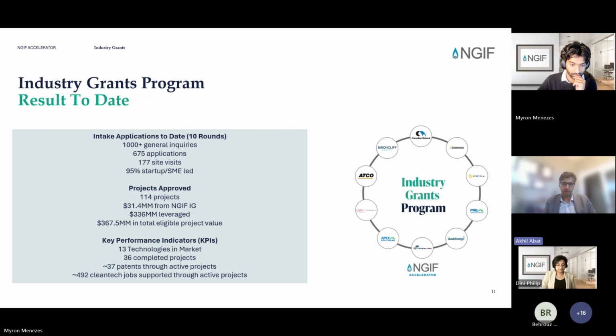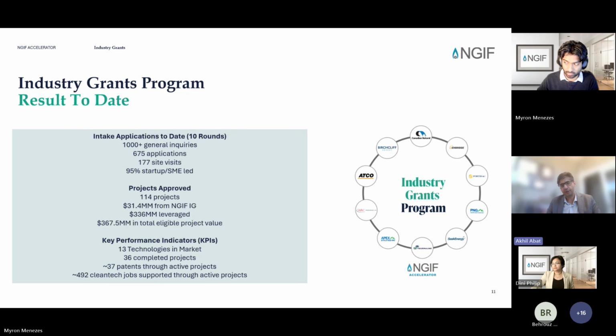A few results to date. We have approved over the last 10 years more than 110 projects valuing more than $30 million in approved funding from NGIF with a total project budget of more than $350 million. We have seen 13 technologies through our work in market today. We have 36 projects or technologies that have moved the needle on the TRL scale. And all of that has supported a lot of jobs and patent creation.